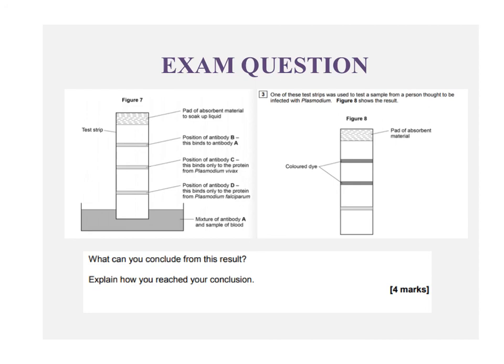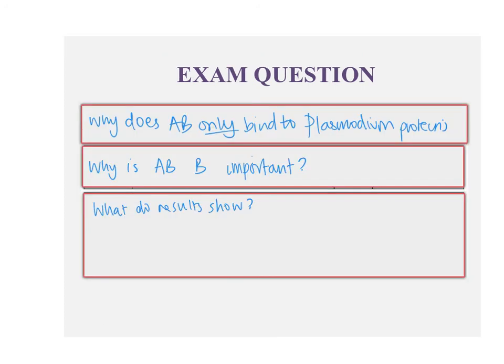One of these test strips was used to test a sample from a person thought to be infected with Plasmodium. Figure 8 shows the result. What can you conclude from this result, and explain how you reached your conclusion? So what do those results show? What are they infected with, and how do you know? Pause again. This time you've got 6 minutes, and we're going to go on to the answers on the next slide. So the questions and their answers are as follows.